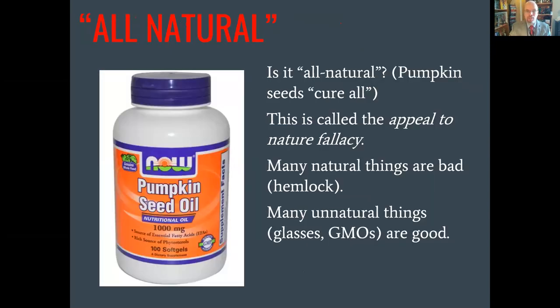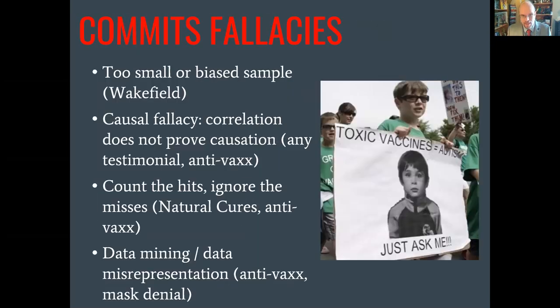In general, beyond appeal to ignorance, ask whether they commit fallacies. Do they have too small or a biased sample, like the Wakefield study on autism? Do they commit the causal fallacy? Do they merely think that correlation entails causation? It doesn't. Any testimonial commits this fallacy. I took it, therefore I felt better, therefore it made me better. That's the causal fallacy. Anti-vax thinks this. My kid took the vaccine, then he has autism, so one caused the other. No, that does not necessarily follow. And in fact, we'll talk about the error that's involved in that in a minute.